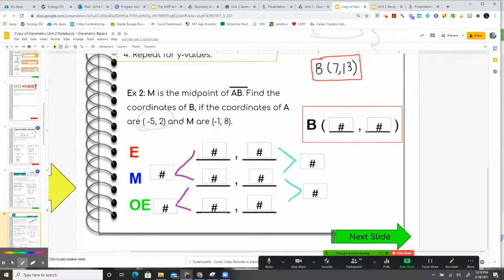Well, A is one of my endpoints. So I've got A here and B here, and M has to go in the middle. So we do -5 and 2, and then -1 and 8. So on the number line from -5 to -1, I'm going up. I'm getting bigger, right? Or less negative. So -5 plus 4 is -1. So -1 plus 4 is 3. So this answer is going to be 3.